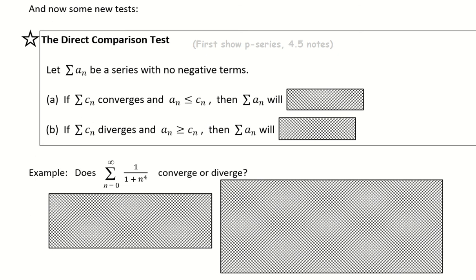And now, some new tests. That's a good segue. And now the next test. Like I said, you're probably not going to like this test that much, and I don't blame you. It's the direct comparison test. Let A sub n be a series with no negative terms.